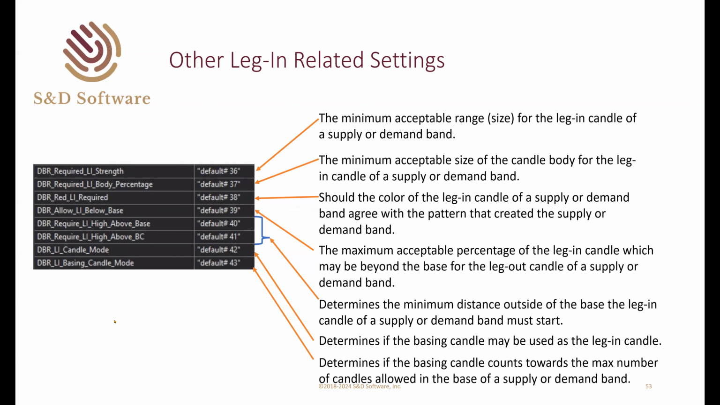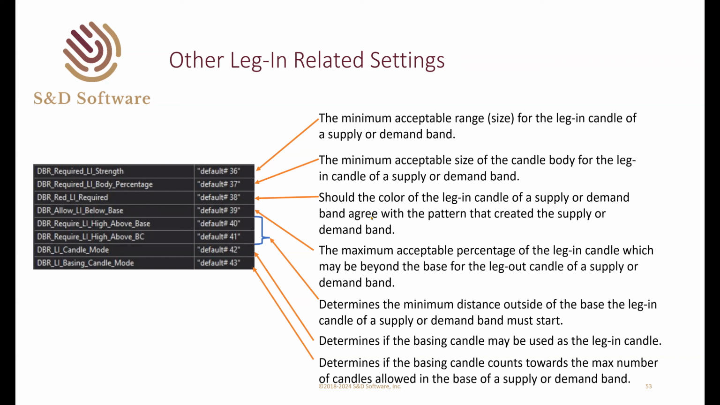Now for the leg in, we have very similar settings to what we had for the leg out. We have the required leg in strength, which is specified as a multiple of the ATR. The next setting, again, is how much of that leg in candle has to be in the body versus the wicks. Again, we'll see some examples later of why that could be significant.